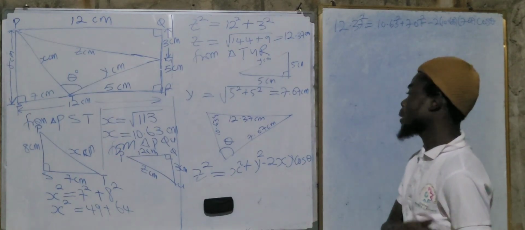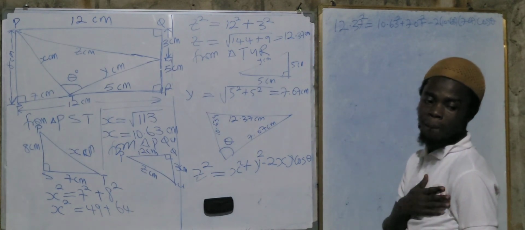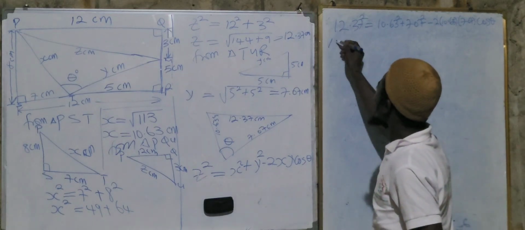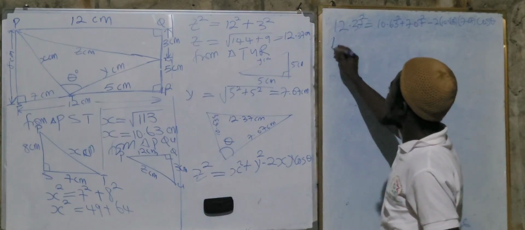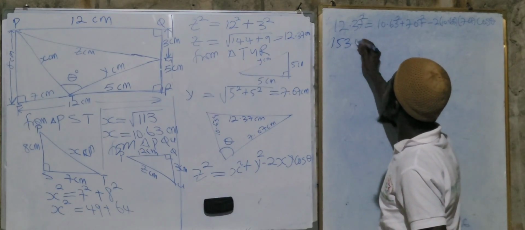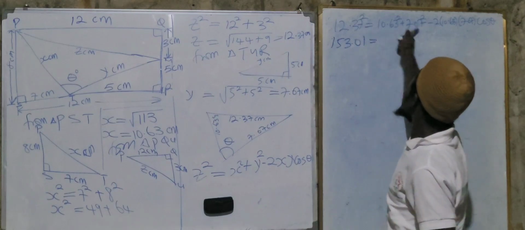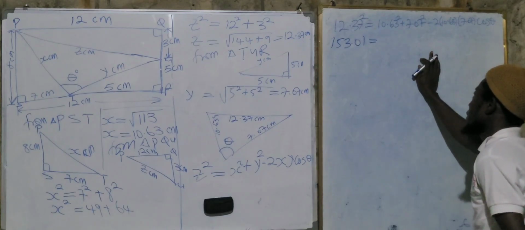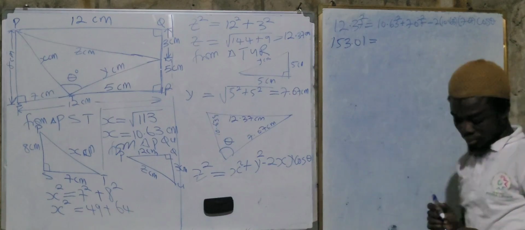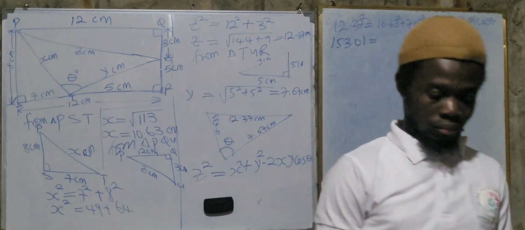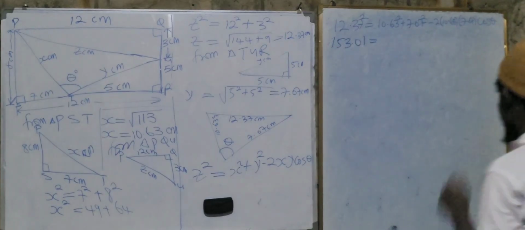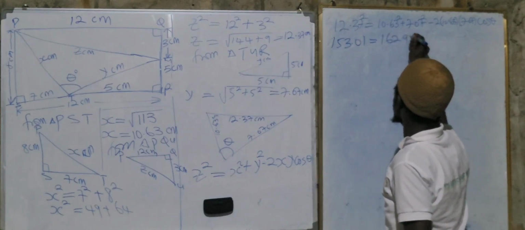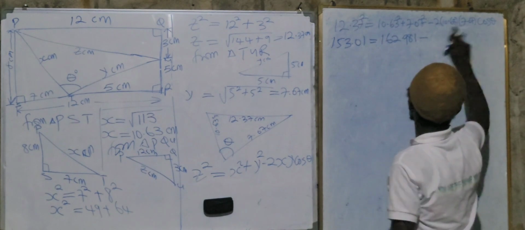12.37 square, line it up straight, will give you 153.01. Equal. This guy you can add them now. When you add them, it will give you 162.981, minus, now multiply these two guys now with these two.